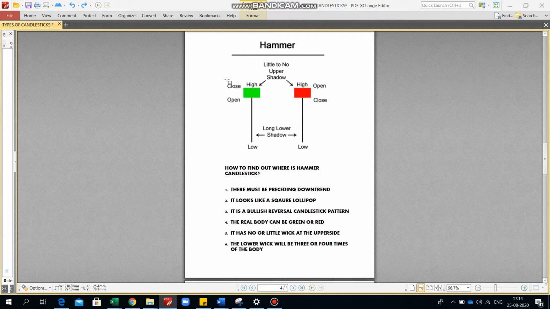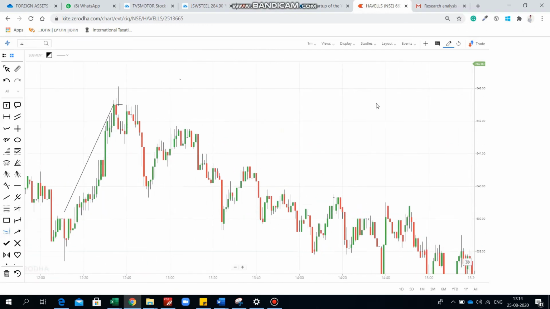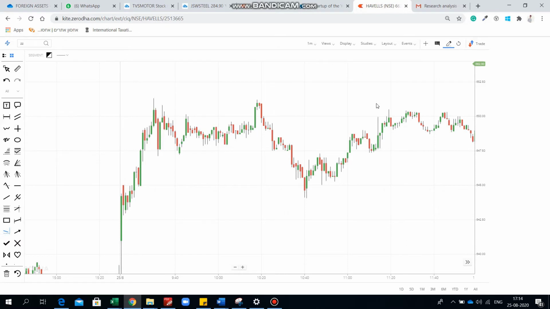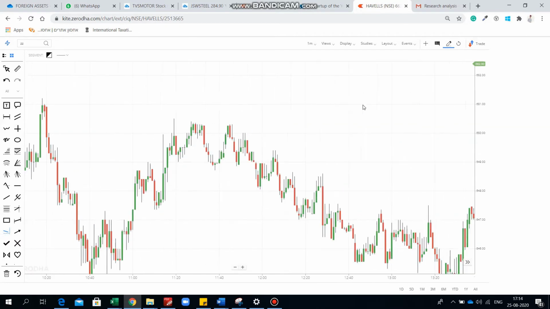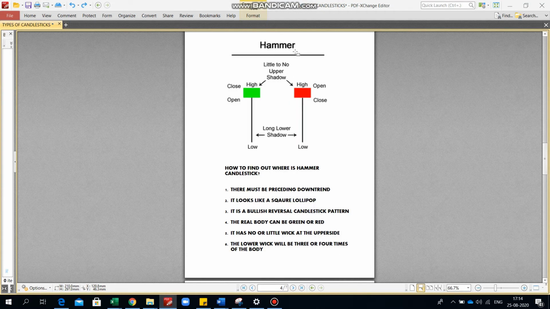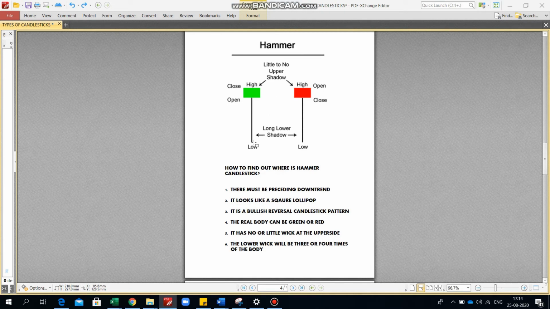Hammer candlesticks basically say that there is a rejection towards an uptrend or downtrend. I'm going to talk about the hammer candlesticks first. People name these hammer candlesticks as bullish pin bar as well. Don't get confused, both are the same candlesticks. How does it look? It looks like a square lollipop and it shows a reversal movement of sorts.